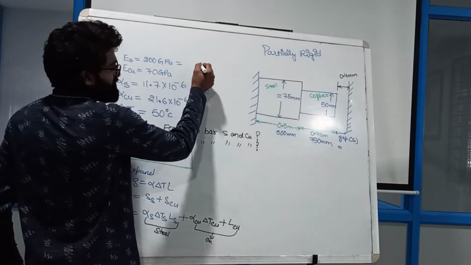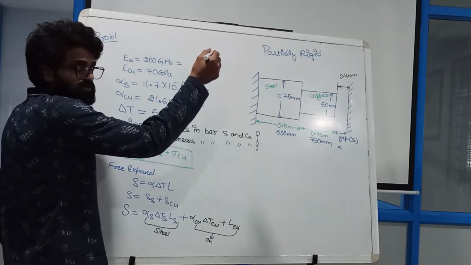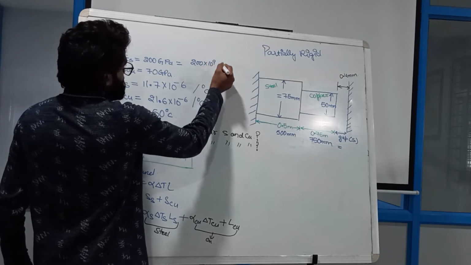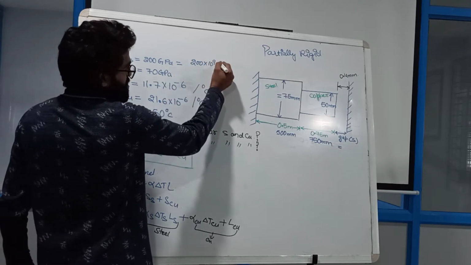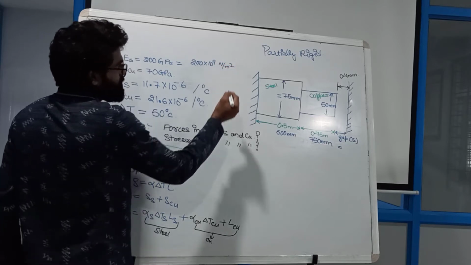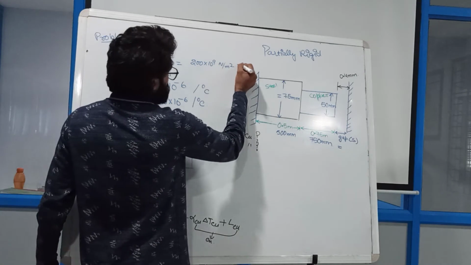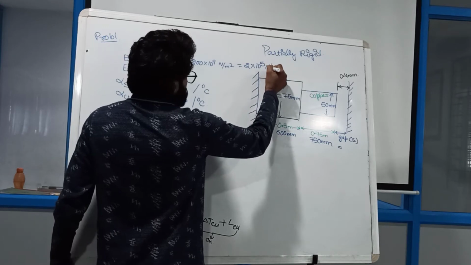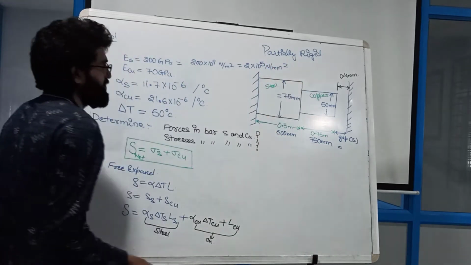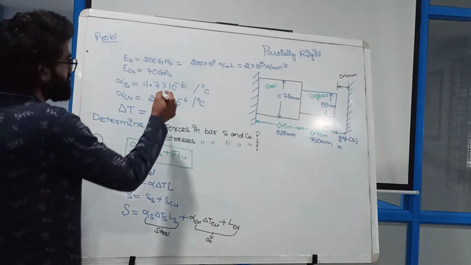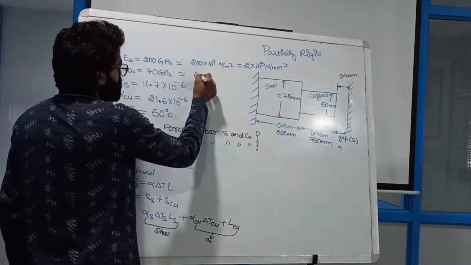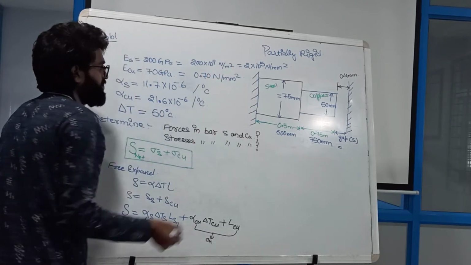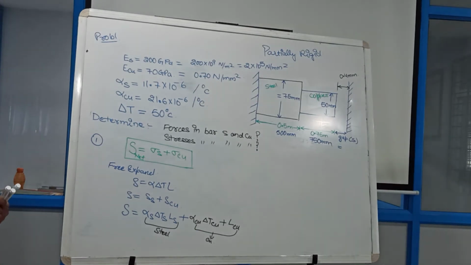And this GPa I need to convert. We all know GPa is gigapascal, so giga is equal to 10 raised to power 9. So I will write here 200 into 10 raised to power 9, and this is in Newton per meter square. But I need my value in Newton per mm square. So if I solve it, I get 2 into 10 raised to power 5 Newton per mm square. You can solve it out, this is not very difficult. Similarly, I get for this as well 0.70 Newton per mm square. Getting my point?